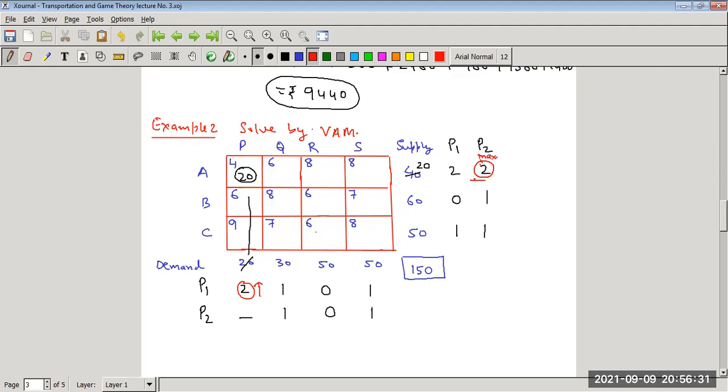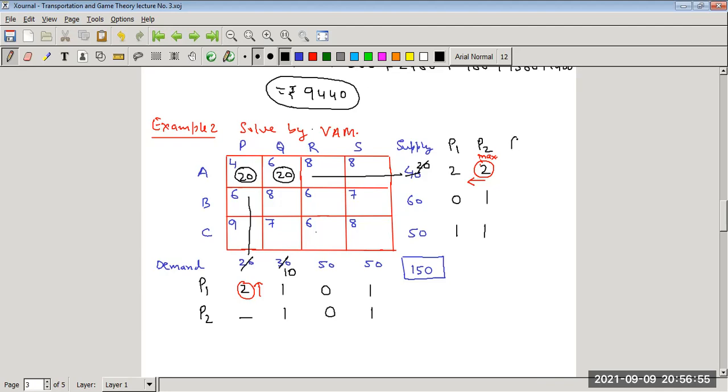So we can choose this one because 6 is minimum. The cost 6 is minimum. So we can assign maximum number of items in this point. So 20 is supplied, 30 is demand. So we can assign 20 items. After assigning 20 items, this cell is exhausted and the demand for this station is 10 items.